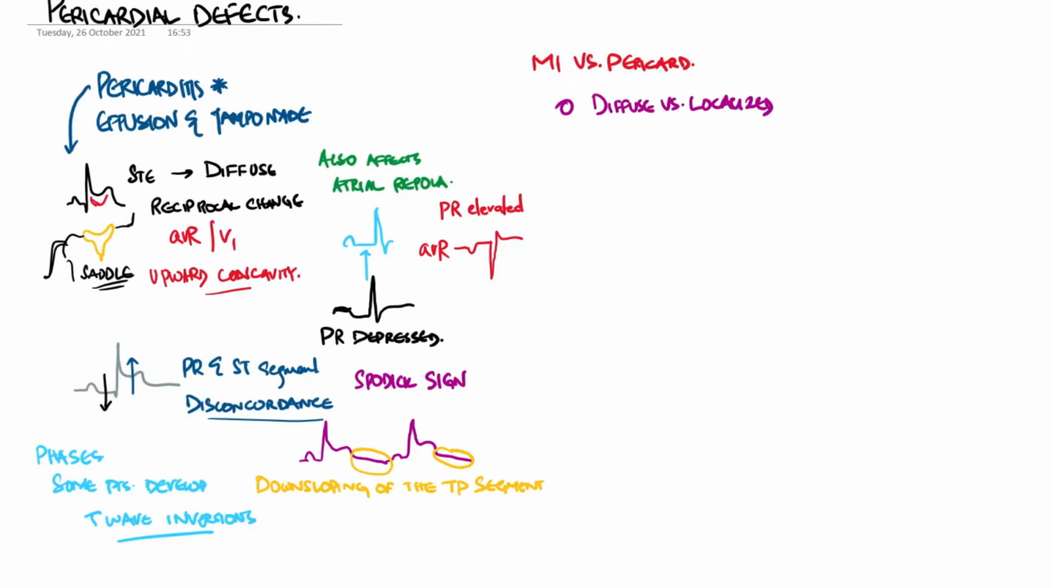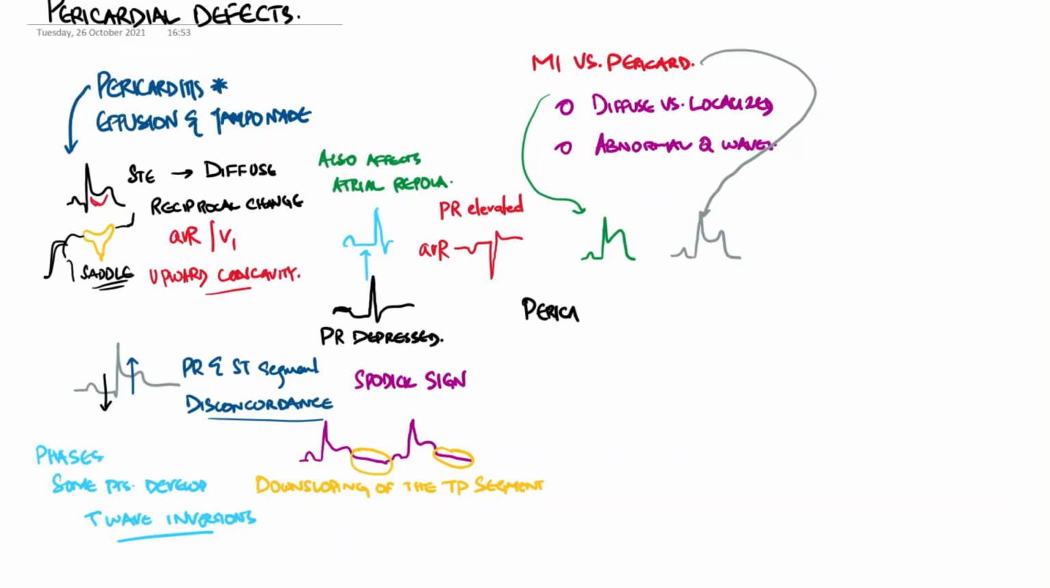Well, number one, the ST segment elevation is going to be more diffuse in pericarditis, and it's going to be much more localized with a myocardial infarction. And you will also develop some abnormal Q waves in an MI. We already talked about this. The upward concavity is seen in pericarditis, and the upward convexity, or a tombstoning appearance of the ST segment elevation, is very typical for a myocardial infarction.